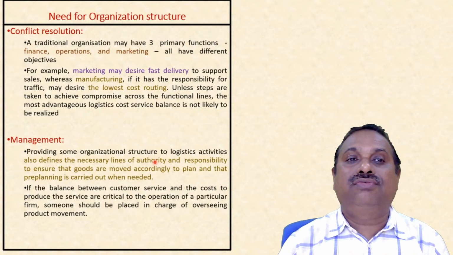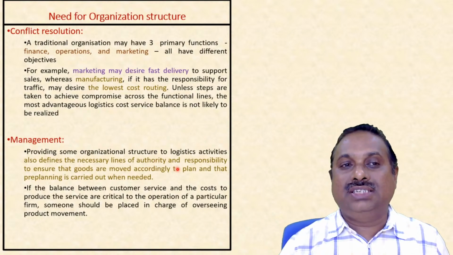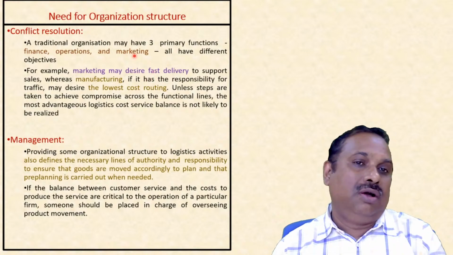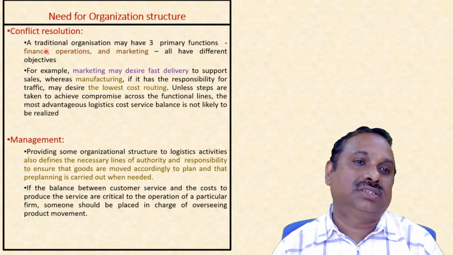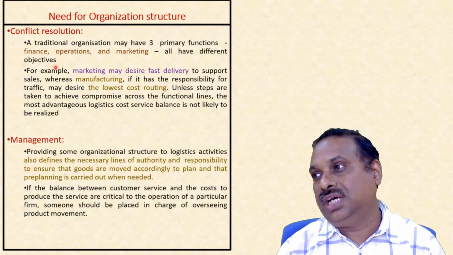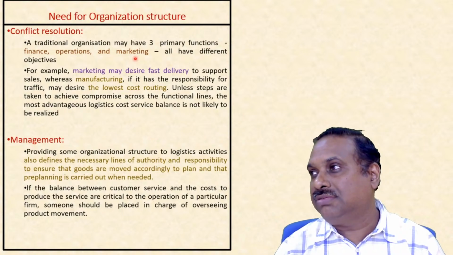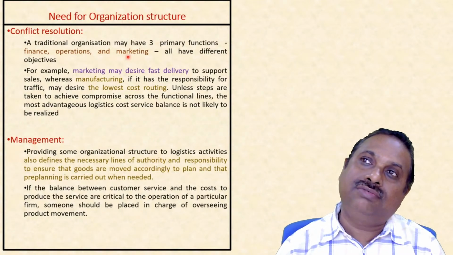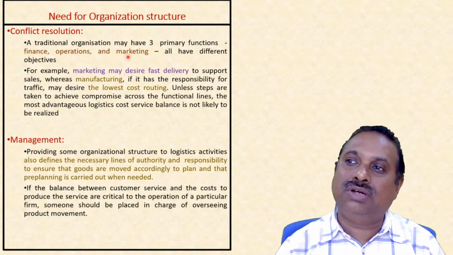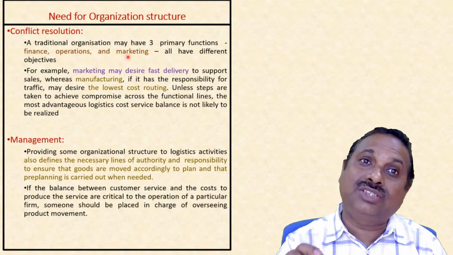Then what is the need for organization structures? We have seen that traditional organizations have three primary functions. What are those? Marketing, operations, and finance. All have different objectives. As we have seen, what is the marketing department's objective? The marketing department's objective is to satisfy the customer. So how do you satisfy the customer? You give at a lesser price and give as quickly as possible.